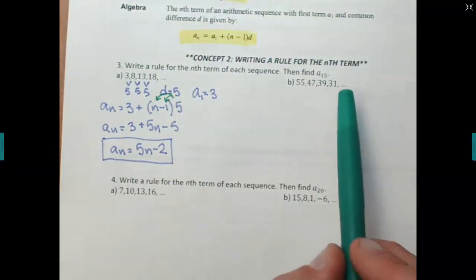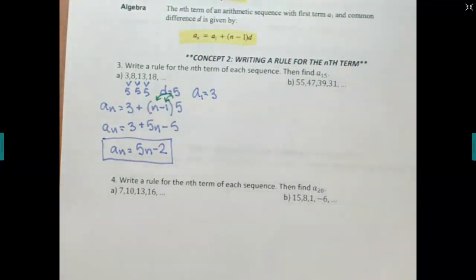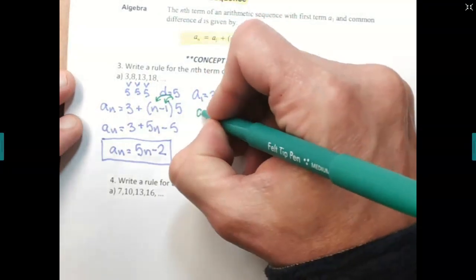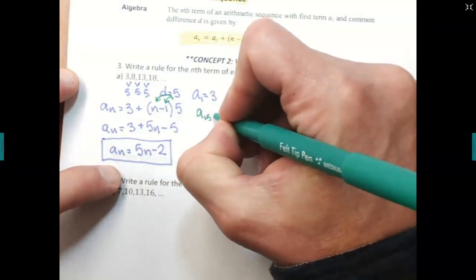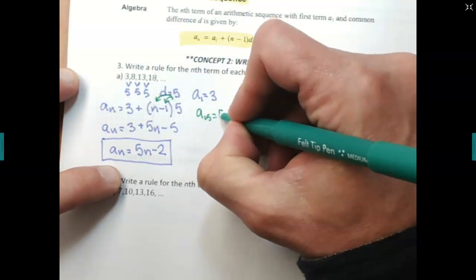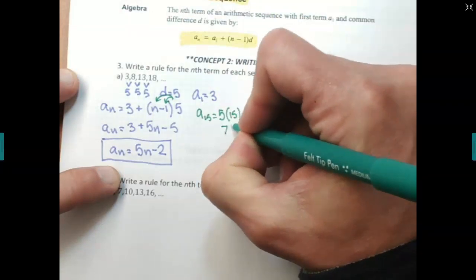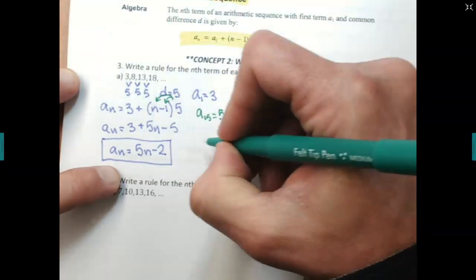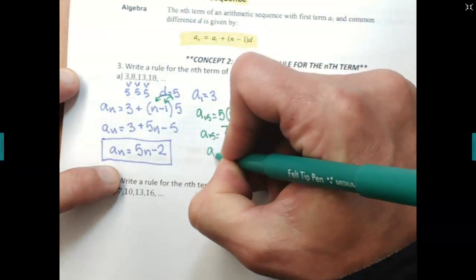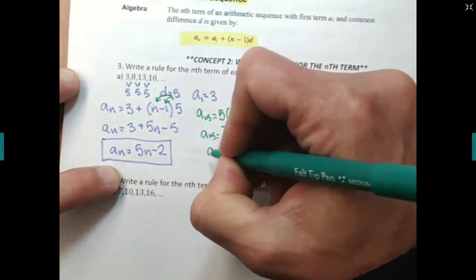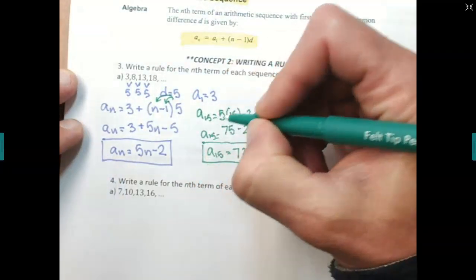Next, what we're going to do is find the 15th term. So when you do something like this, you can find any term with the rule. Once you have the rule, you can find the 12th term, the 120th term, 15th term, whatever. All you're going to do is substitute 15 in for n. So a sub 15 equals 5 times 15 minus 2. And that is 75 minus 2, and that is 73. So a sub 15 is 73, and done. I got my 15th term.